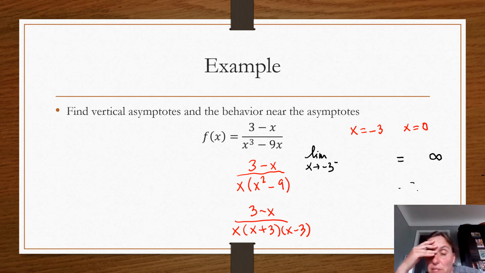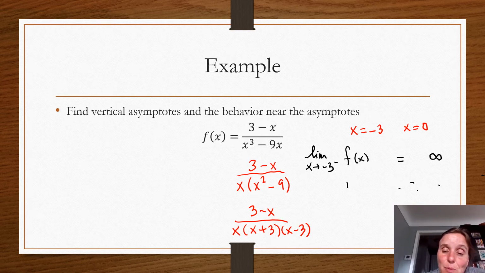So now if I think of something just a little bit smaller than negative 3, I would have a positive on top, because 3 minus a negative would give you a positive value on top. I don't know exactly what it is, but I know it's positive. And then this part, this x, would be negative because it'd be a little bit smaller than negative 3.